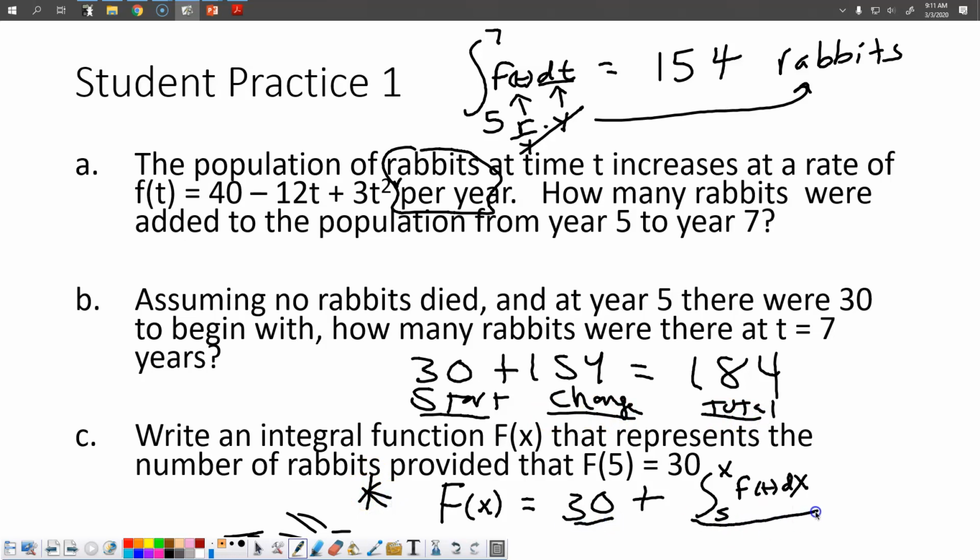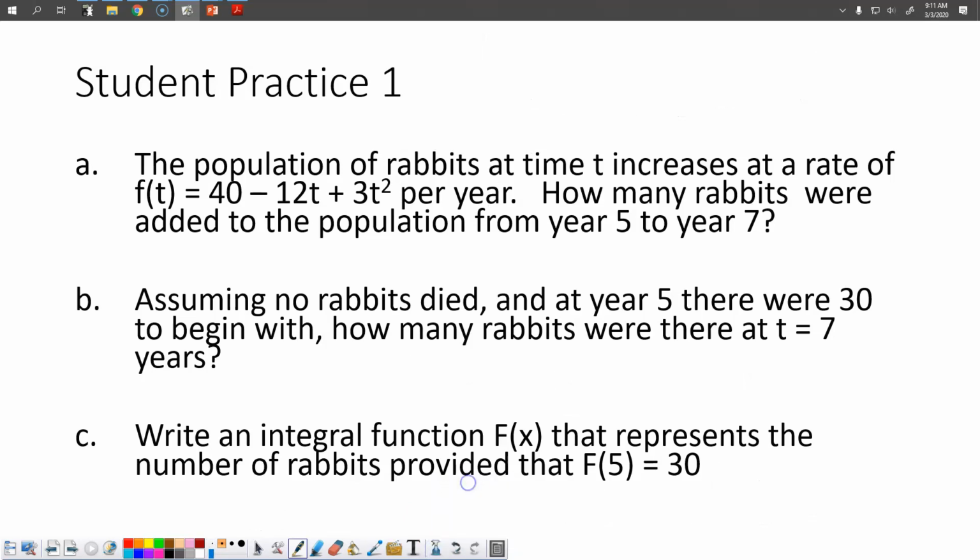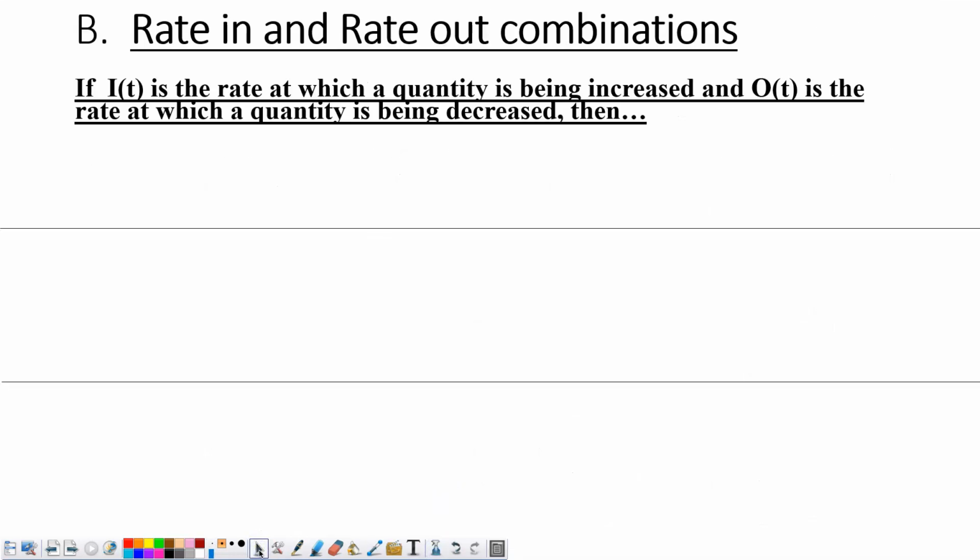Start plus the change, remember the integral represents change, gives you the total. Okay? So there you have it. Let's go ahead and move on to something else.